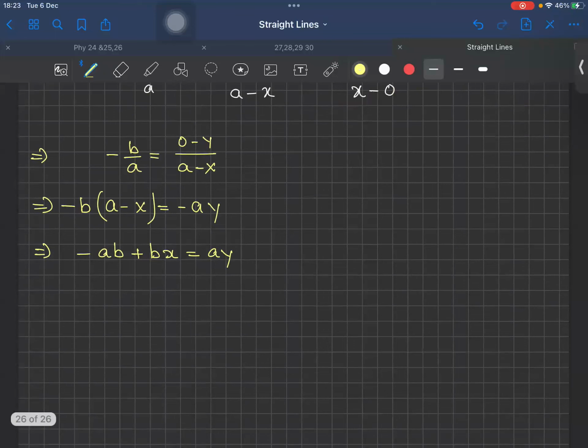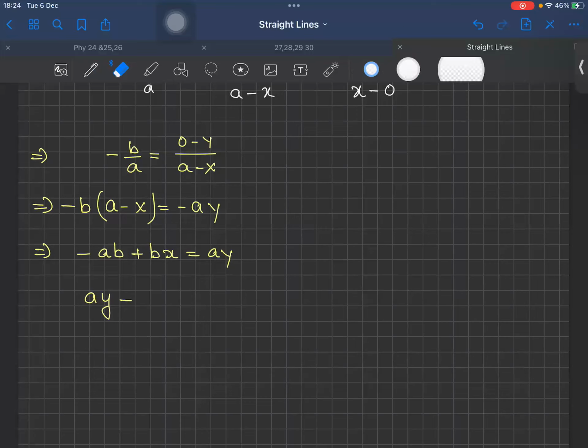Okay, sir. Now I'll just take x and y on the same side. So, sorry, this is minus ay, no? Minus ay, right? Yes, sir. So ay plus bx is equal to ab.